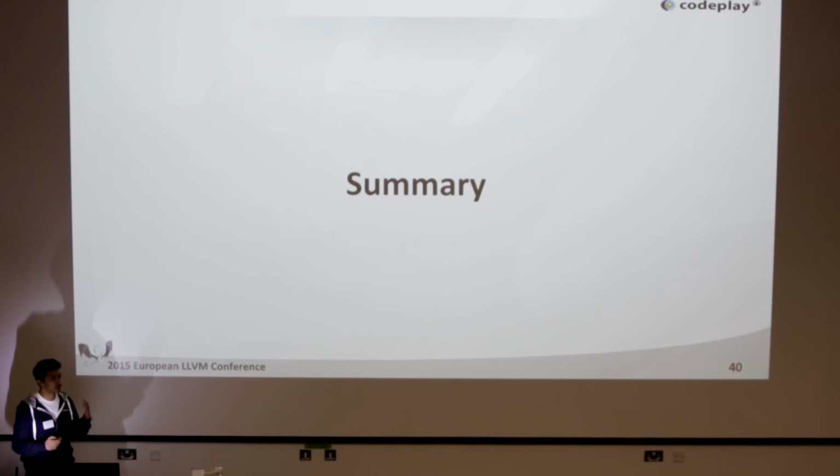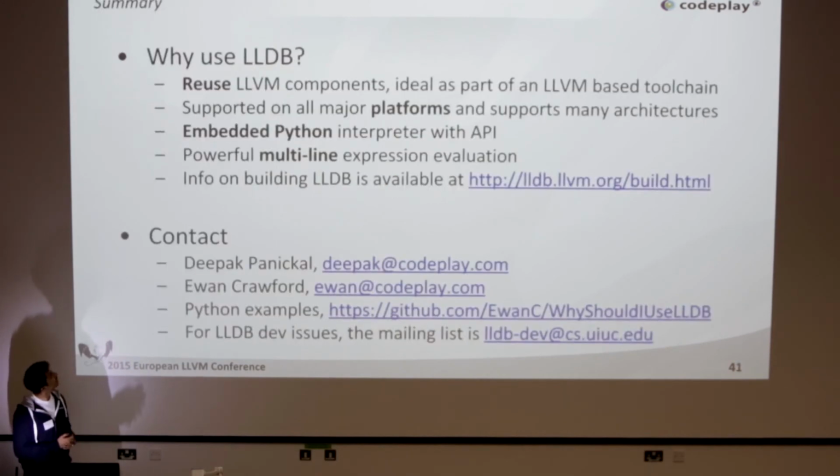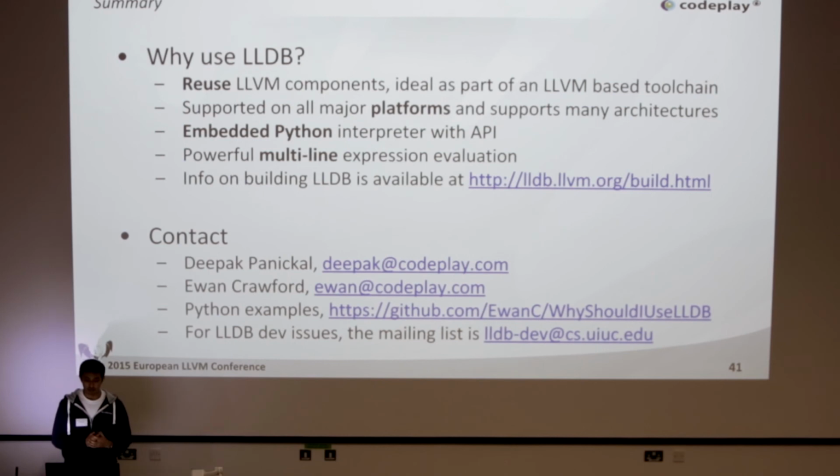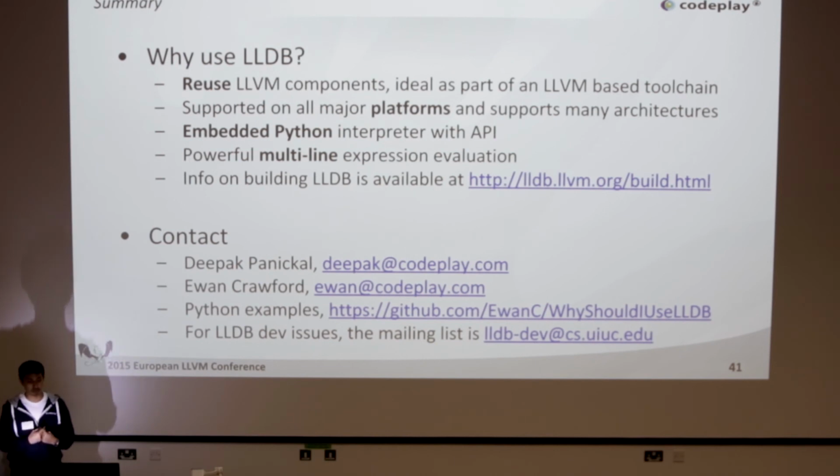So I'll move on to the summary and just summarize everything that we have talked about today. So why use LLDB? It reuses LLVM components, so it's ideal as part of an LLVM-based toolchain. If you are planning to move to an LLVM-based toolchain, it does make sense to go with LLDB. You can easily add features to it. It also comes under the same BSD style LLVM license, so it's very easy to modify it. Now, it's supported on all major platforms and supports many architectures, so it's quite likely that it will run well on your platform.